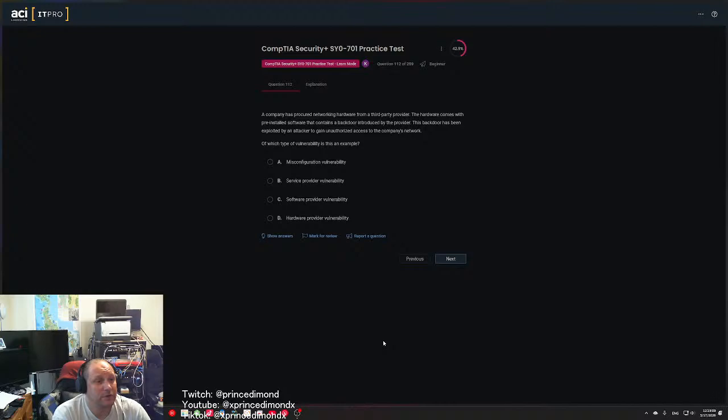A company has procured networking hardware from a third-party vendor. The hardware comes with pre-installed software that contains a backdoor introduced by the provider. This backdoor has been exploited by an attacker to gain unauthorized access to the company's network. Which type of vulnerability is this an example of? Well, let's look at this a little bit more carefully. Just 1 second here. We got lots going on today.